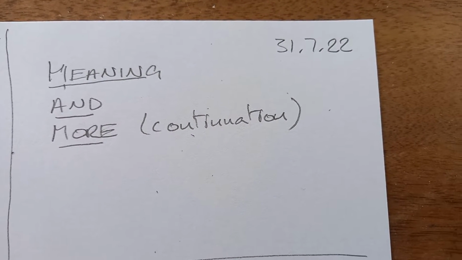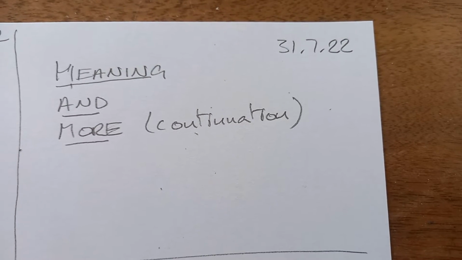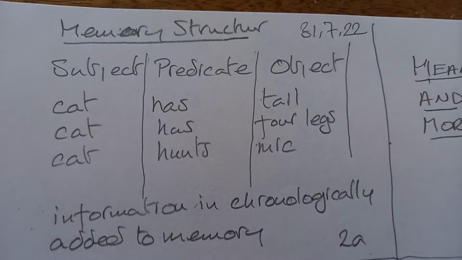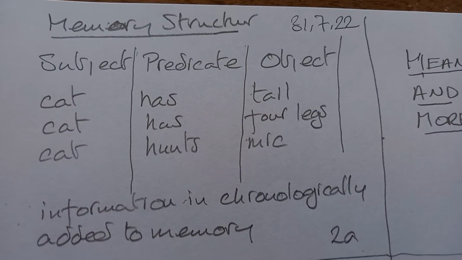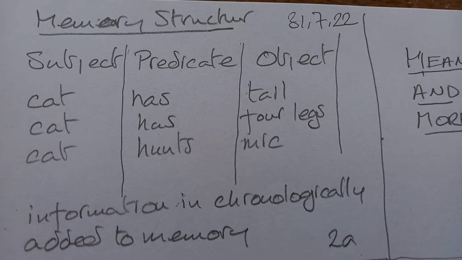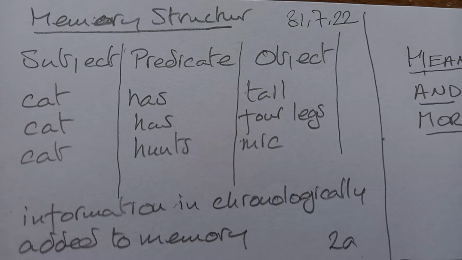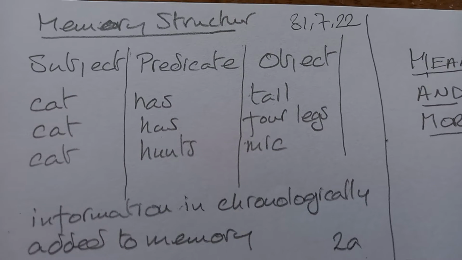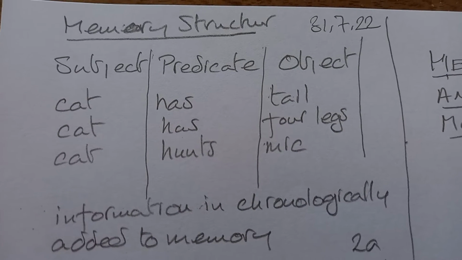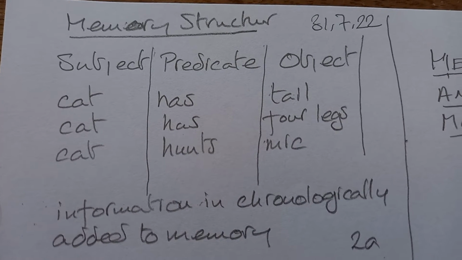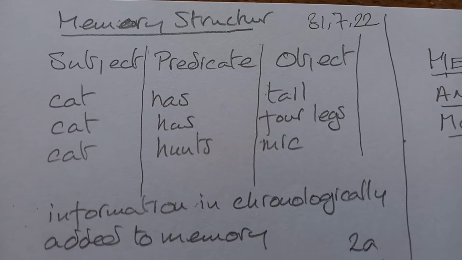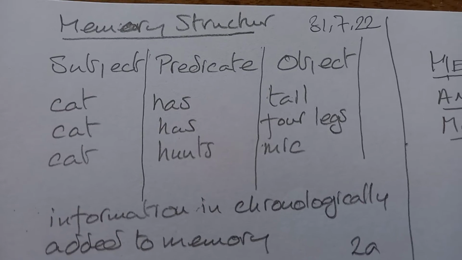An addition to the start of the last videos is again to be explicit about the memory structure and how it's added. The memory structure, I think was mentioned, was basically subject, predicate, and object. Here's an example: cat has tail, cat has 4 legs, cat hunts mice. Basically the information is added chronologically as it's received by the agent, and this chronological sequence then gives the context that was described.